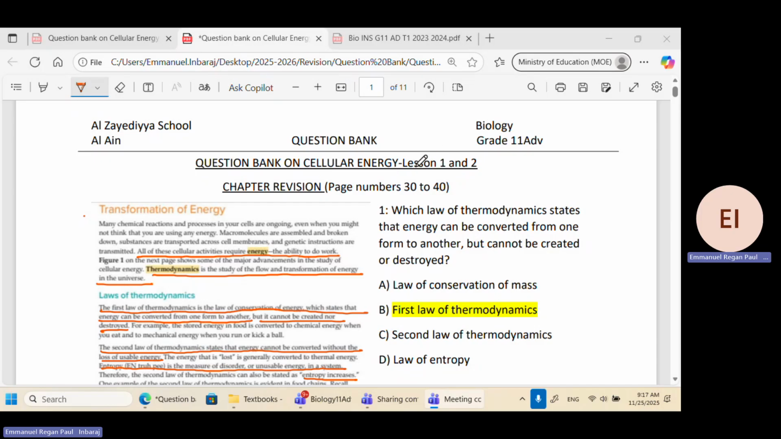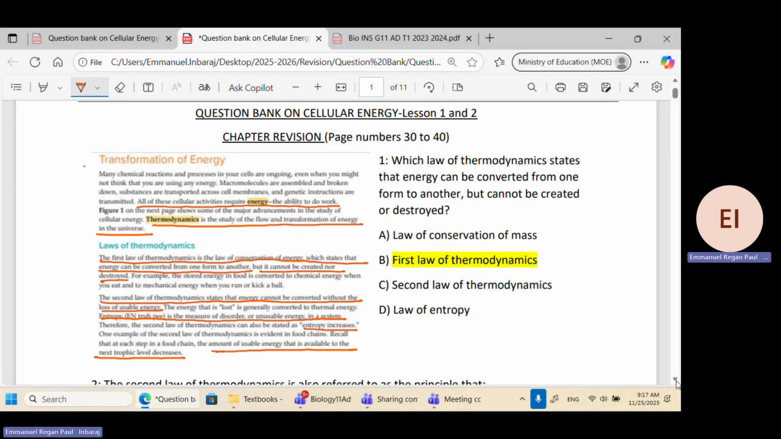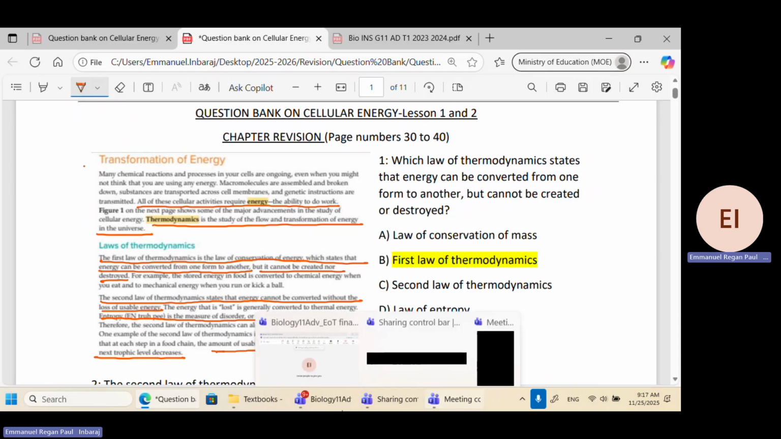Lesson number 1, page number 30. I want you to take your textbook to page number 30. From this page, according to the end of term exam, you will be getting one question. Page number 30, you get one question. So let's see what are the possibilities of getting a question.